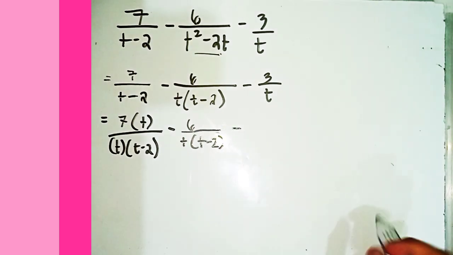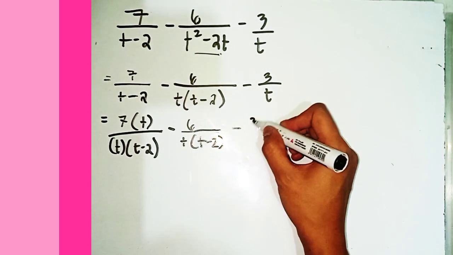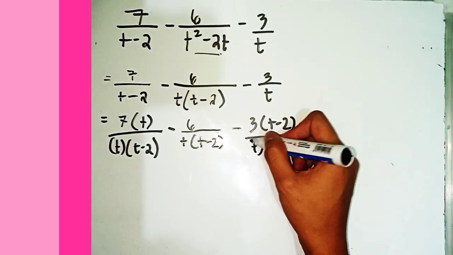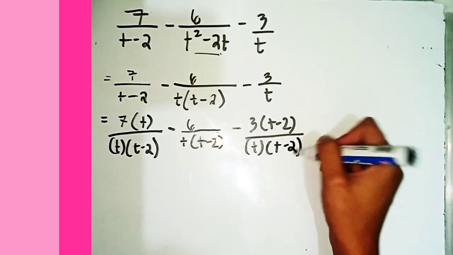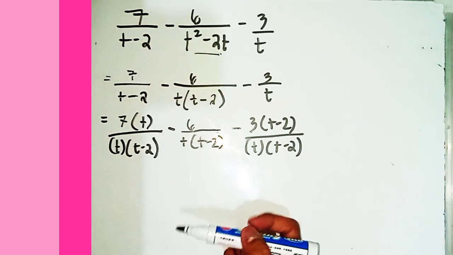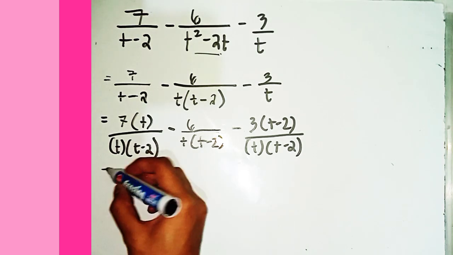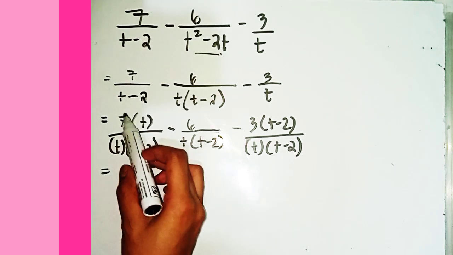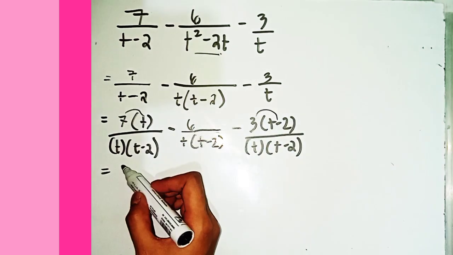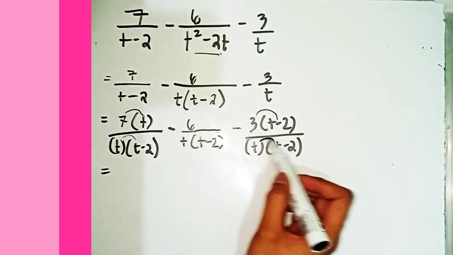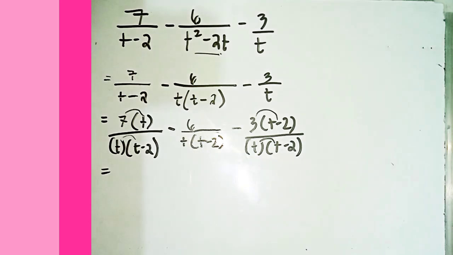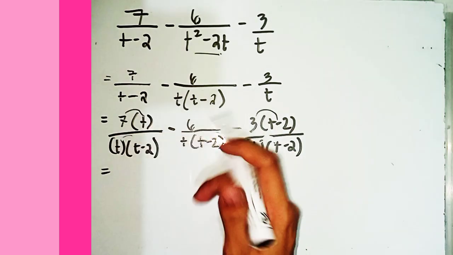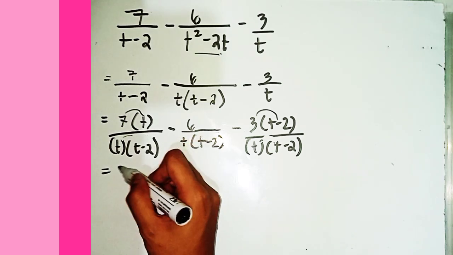So, minus 3 times t minus 2, all over t minus 2. Now they have the same denominator, so we can combine the numerators. But before we combine, we should apply the distributive property on the numerator only.